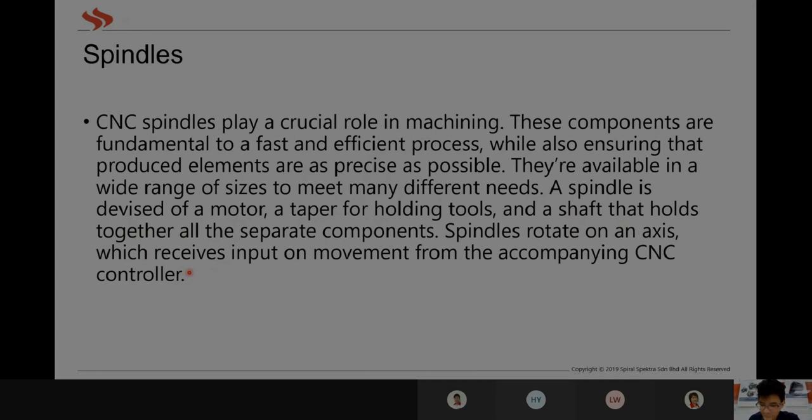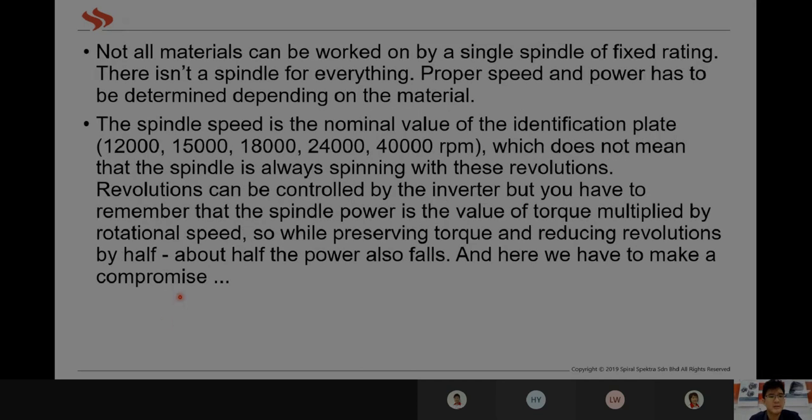Now, in case you don't understand, basically the spindle is the thing that holds the tool and starts spinning like crazy. That's the spindle, right? It's normally on the Z-axis, where it moves up and down. It comes in various sizes. Not all materials can be worked by a single spindle of fixed rating. There isn't a spindle for everything. Proper speed and power have to be determined depending on the material. So if you want your spindle to work across a greater variety of powers and speeds, you've got to get a very expensive one.